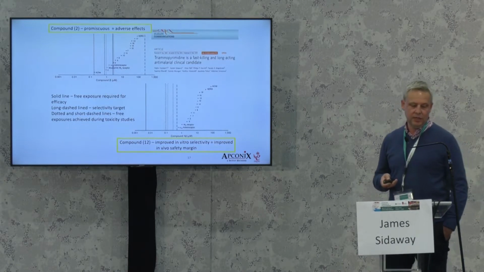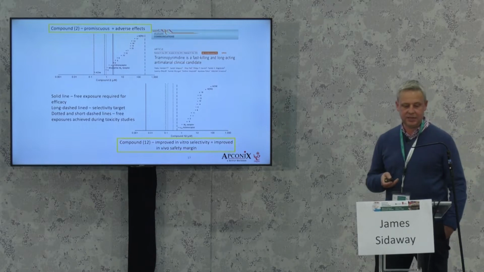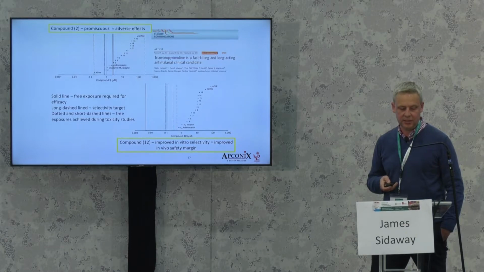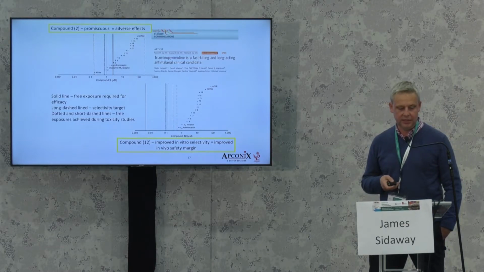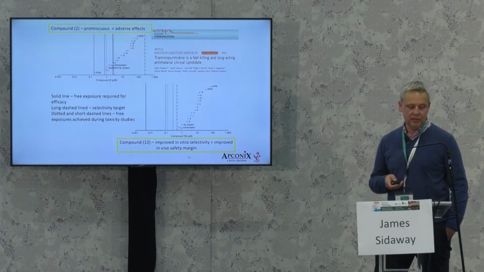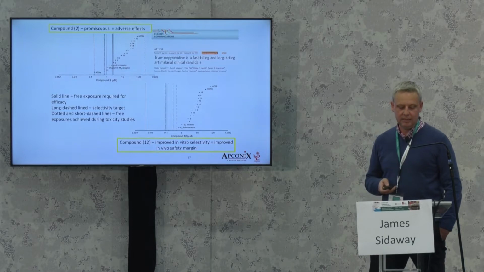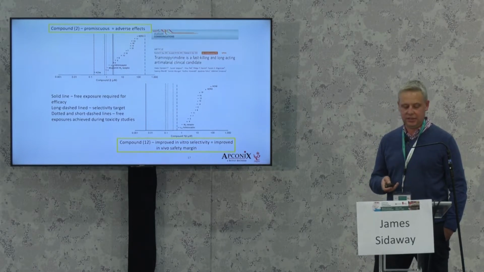In this example, this compound has promiscuous binding to a whole range of human secondary pharmacology targets. And you can see on the plots on the top left-hand corner, the free exposure and the selectivity against each target, and how this was encountered within the toxicity studies. That's what those different lines illustrate, that exposure. And by improving the in vitro selectivity, a follow-up compound had an improved in vivo safety margin.